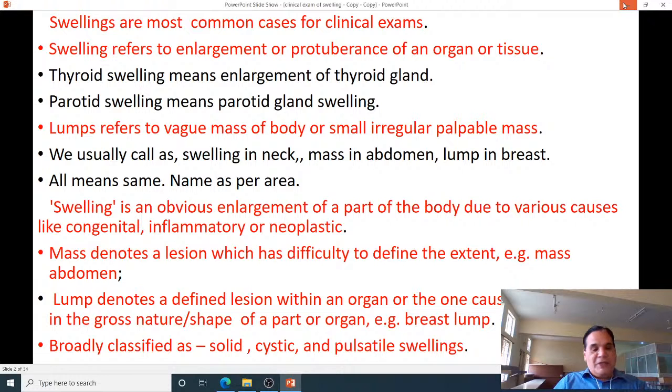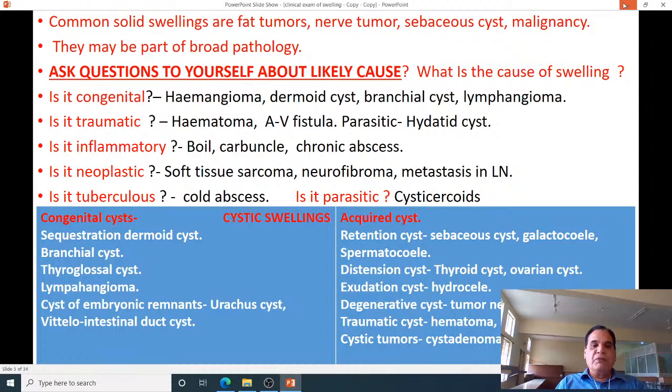Congenital swelling can be pulsatile. That means a swelling can be congenital, and in addition to that, there is the classification of cystic, solid and pulsatile. So you have to say two things. The swelling is inflammatory and it is solid in consistency. Okay. So you are getting nearer to what swelling means to you.